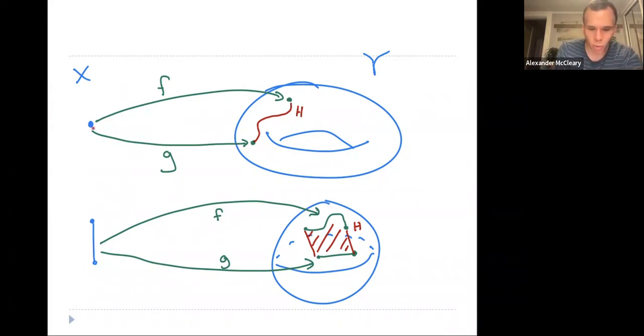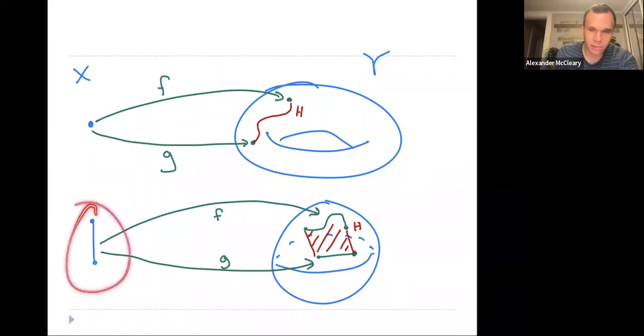So a function from a point into Y just picks out a point. So F picks out this point right here, and G picks out this point right here. The idea of a homotopy is that you can think of it as like a path between the two morphisms. So in this case, when F and G are both just picking out points, a homotopy between them is literally just a path.